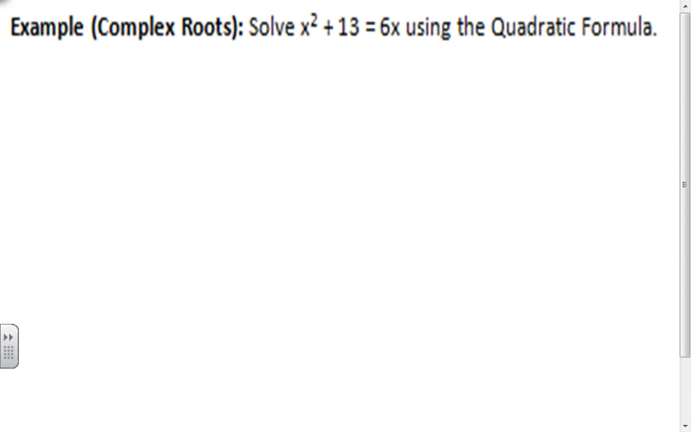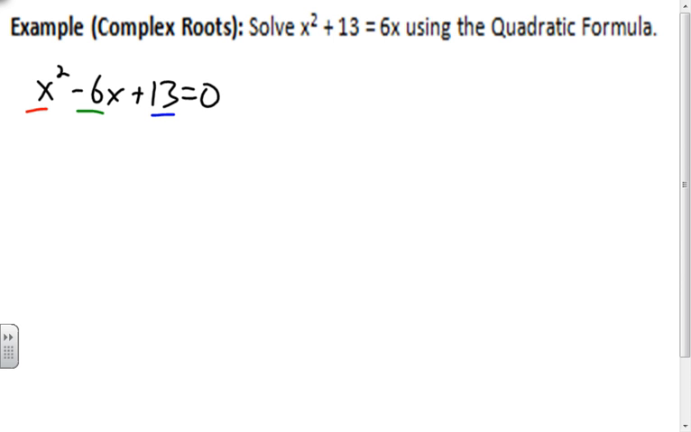We're going to do one more example here. In this case, we have complex roots. So again, first thing to notice is that it is not in ax squared plus bx plus c equals 0. So we need to get it there by subtracting 6x from both sides. So we have x squared minus 6x plus 13 equals 0. Now we are in our standard quadratic form, and we can work from here. Looks like our a value is just 1, b is negative 6, and c is positive 13.